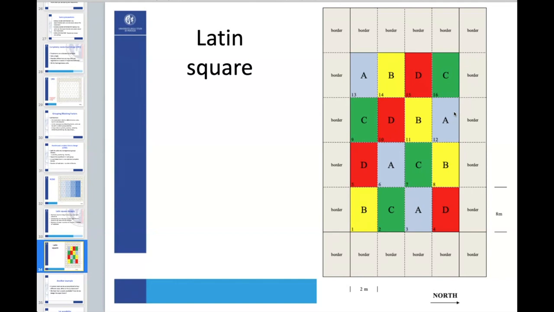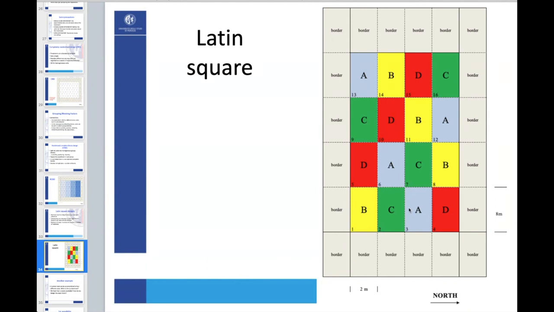Some students usually tell me that this is the Sudoku game. It's like a Sudoku. You mean you have to put all treatments so that they are in all rows and all columns. I put them in different colors just to let you have the feeling for the different positioning of treatments. You see the C, all rows and all columns, and the D, all rows and all columns. Again, you see the size of the plots, the north direction, and the border around the experiment.